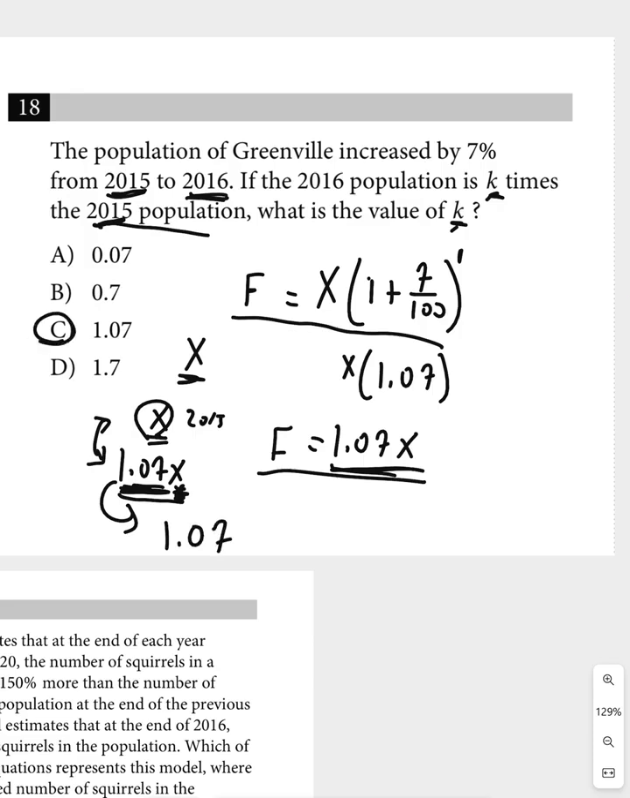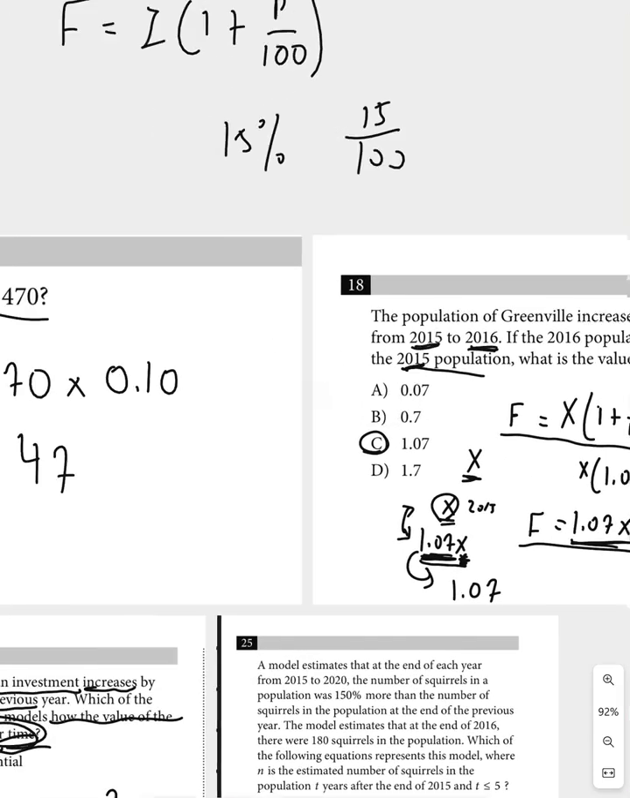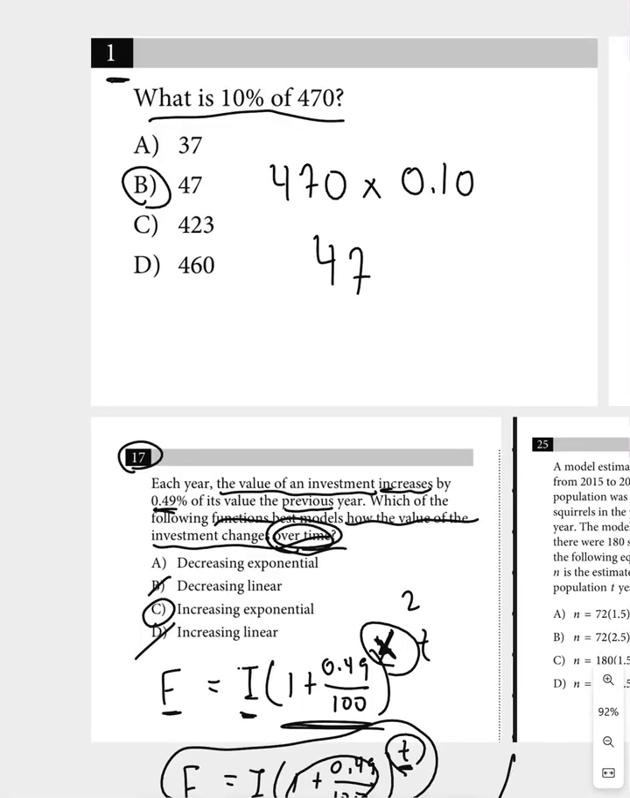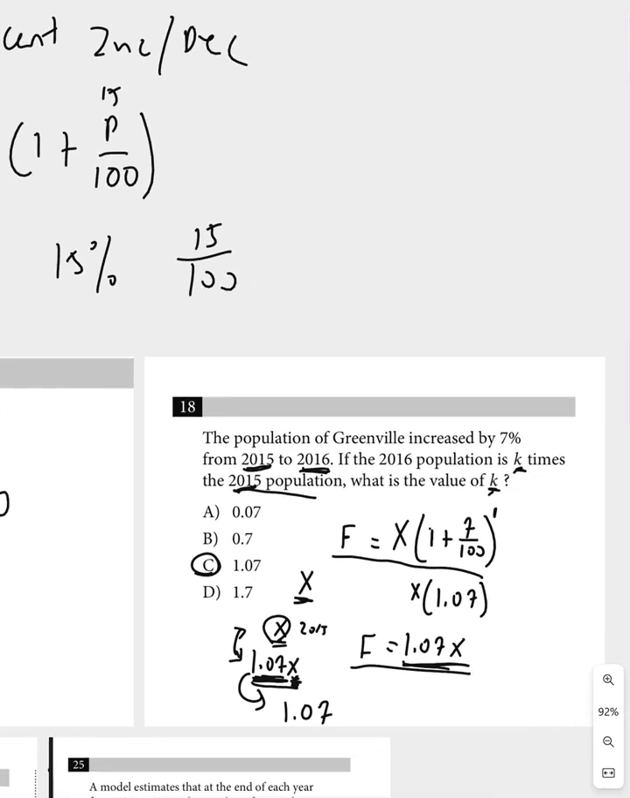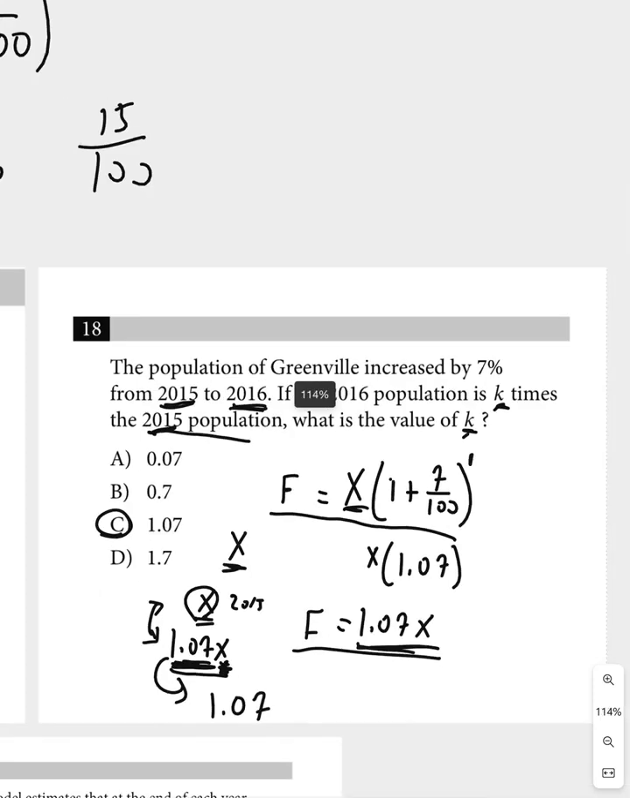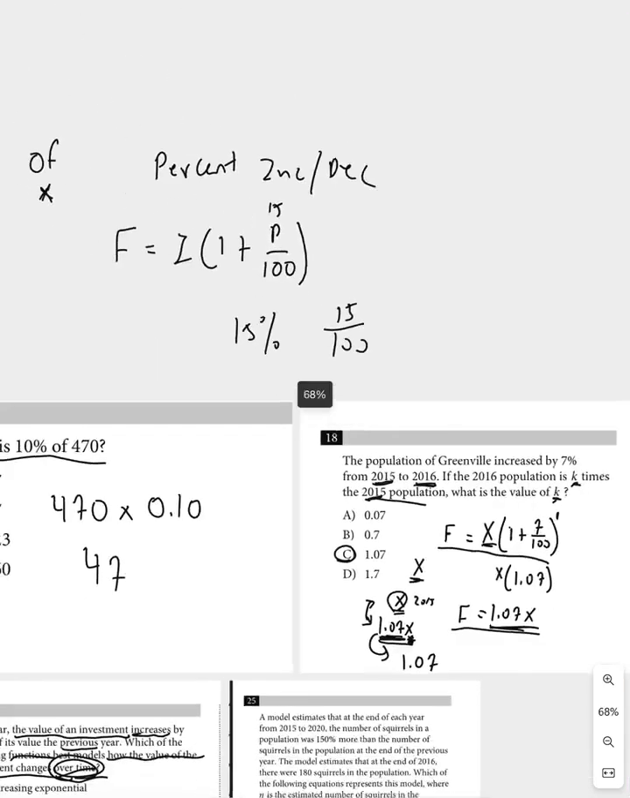These are some of the percentage questions that I have found. Number 17, I think it's a little bit harder. Number 18, you've got to get used to using variables because you can't always plug in numbers. I hope this helped.